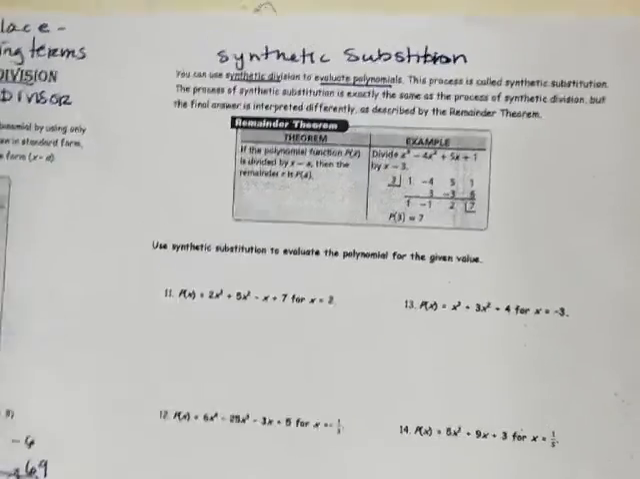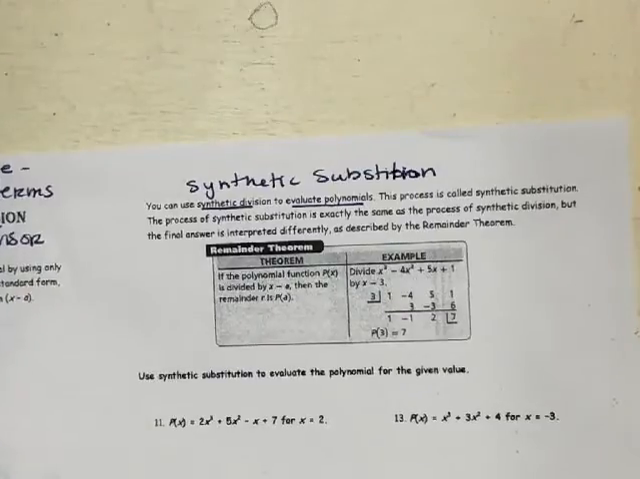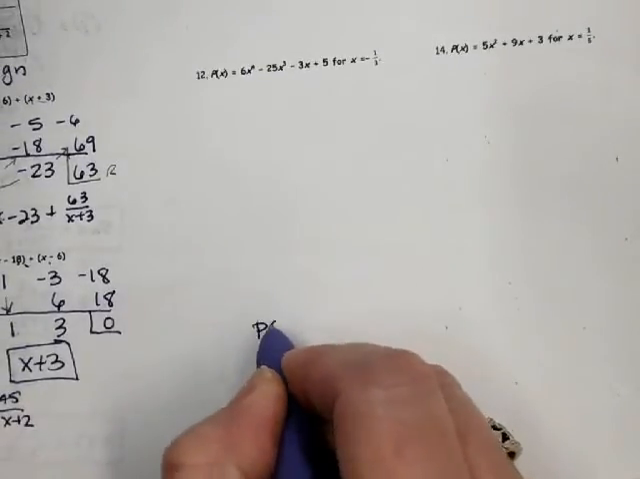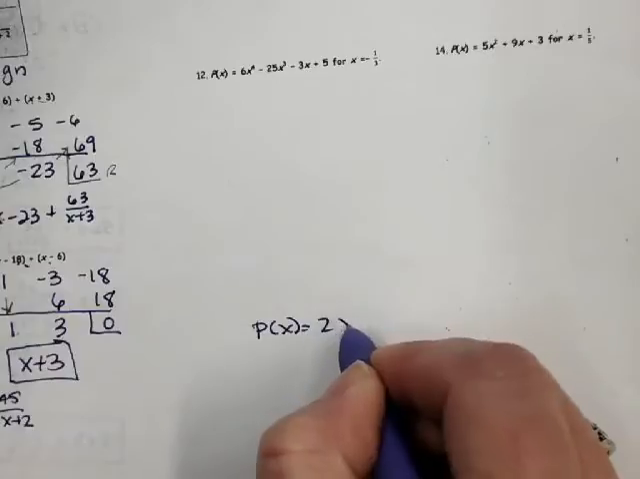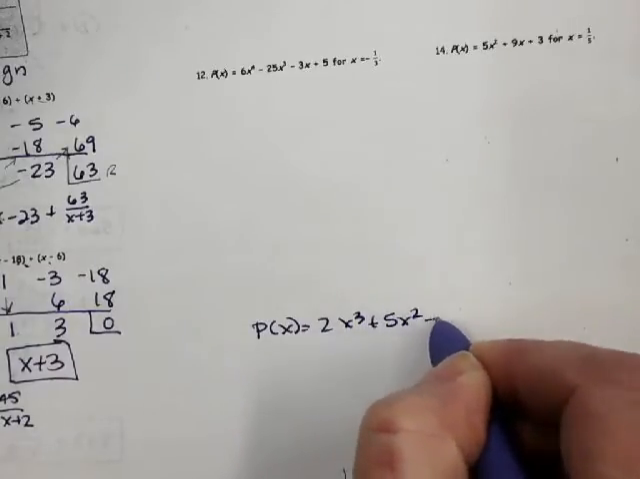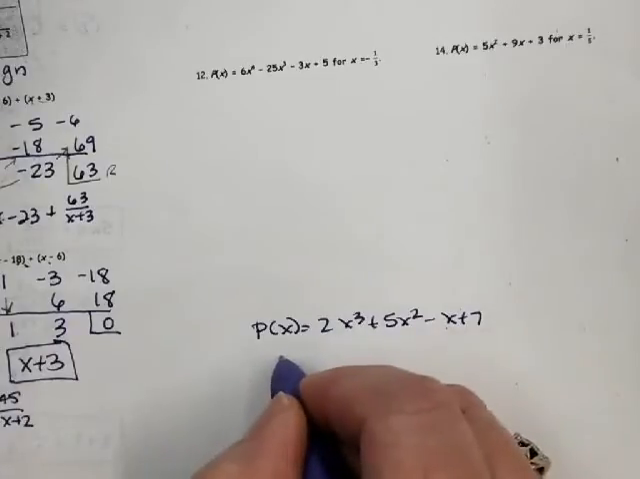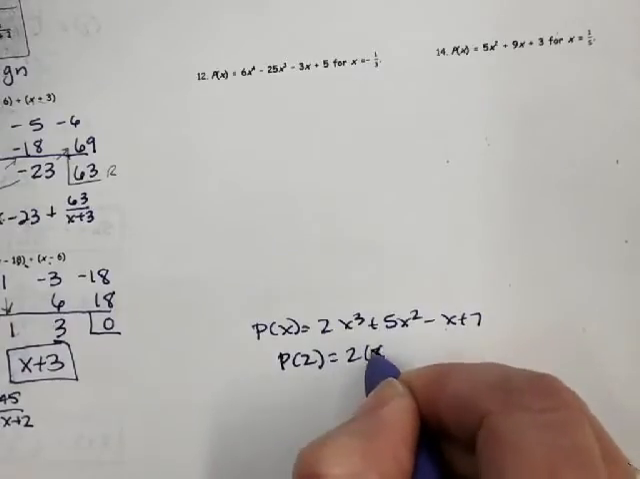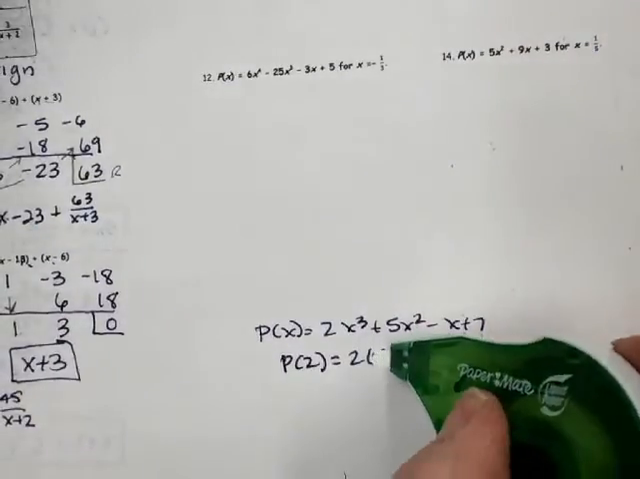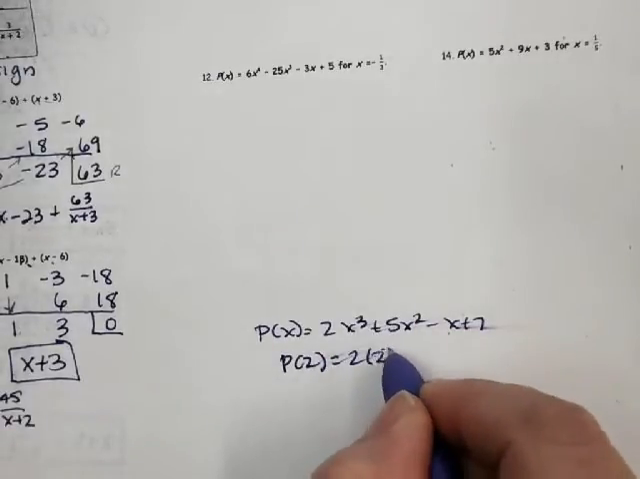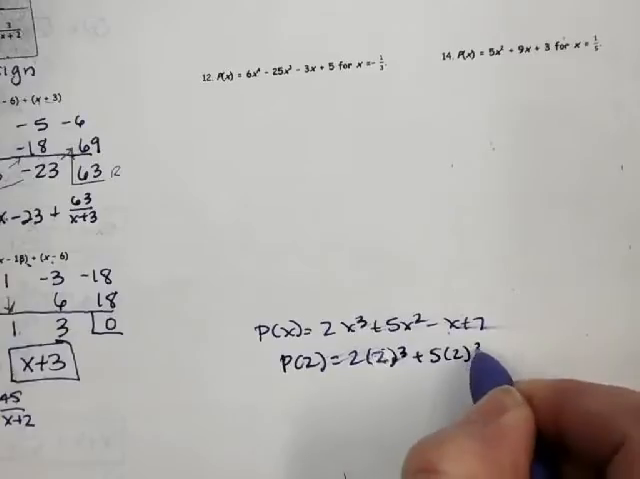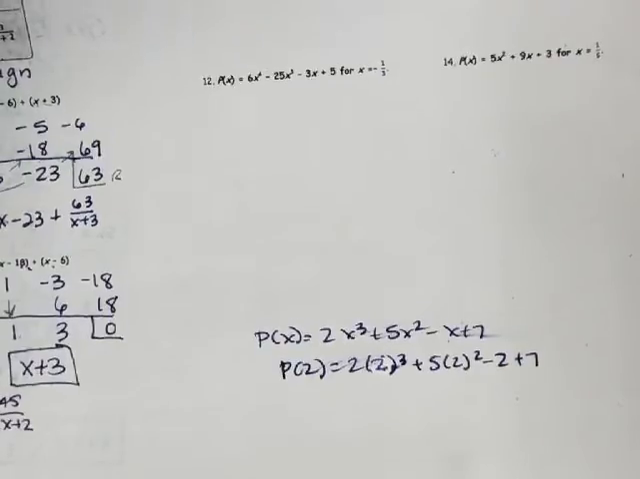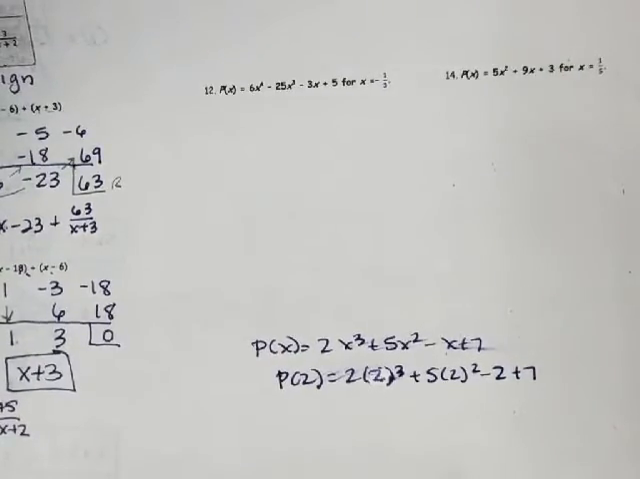Instead of having to do something like, well, I'll just go down here and show you on this one. If I had this, I'm using the example 11 up there, and I said to find where x is 2, then I would be substituting in a 2 for x. And it's not really that it's that hard, but we can do it kind of quick with this synthetic substitution.